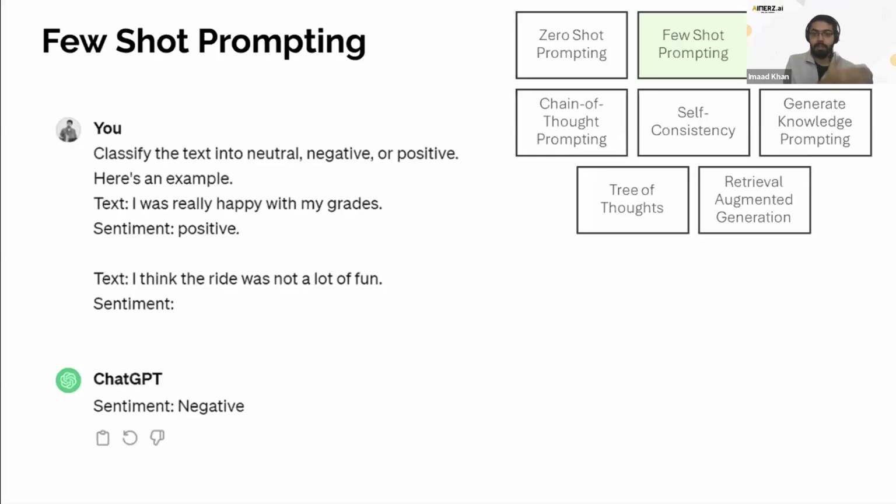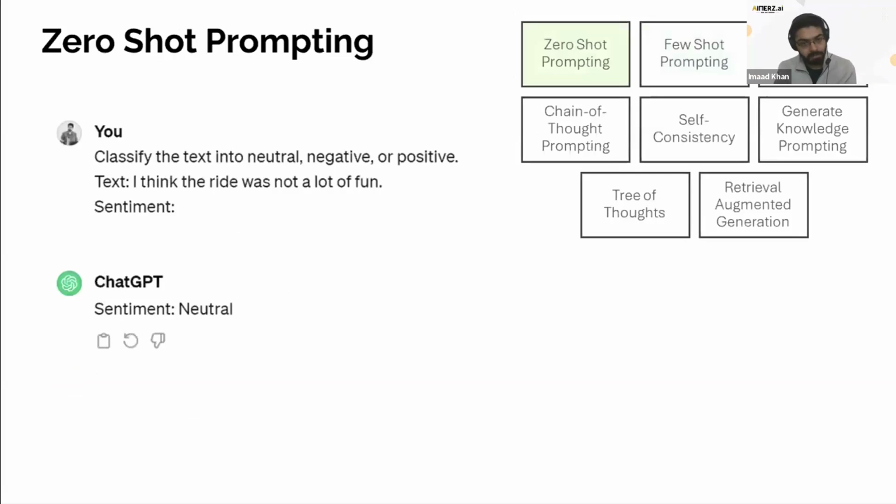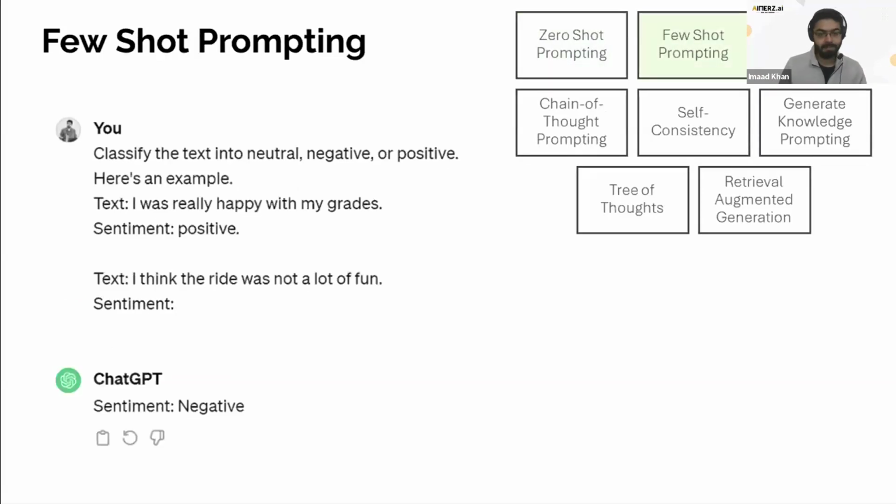Classify the text into neutral, negative, or positive. Here's an example. Text, I was really happy with my grades. Sentiment positive. Text, I think the ride was not a lot of fun. Sentiment is negative. Now it gets it right. What's the difference between zero shot and few shot? The difference is the example.